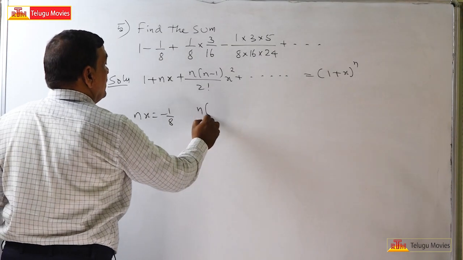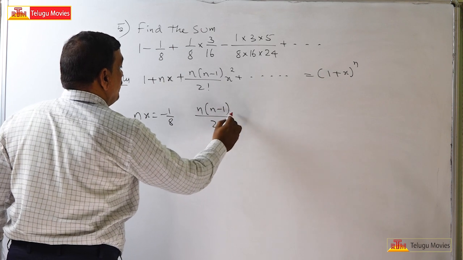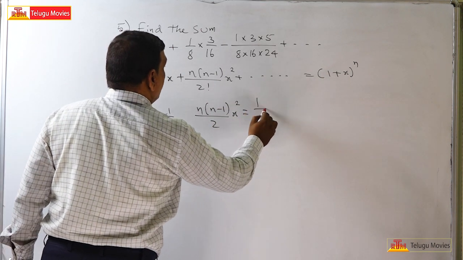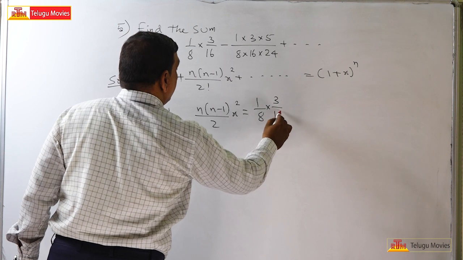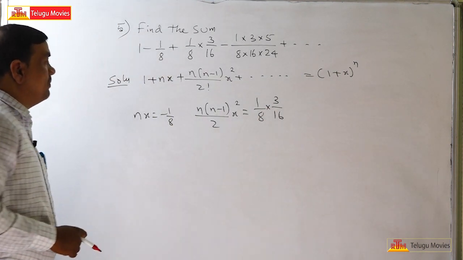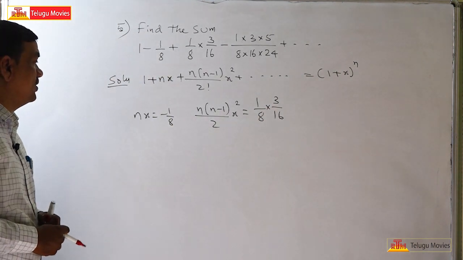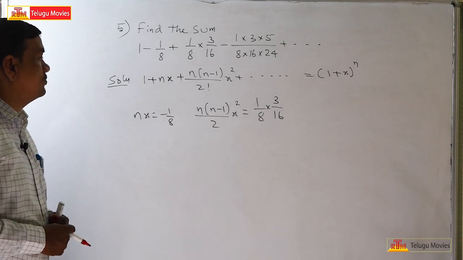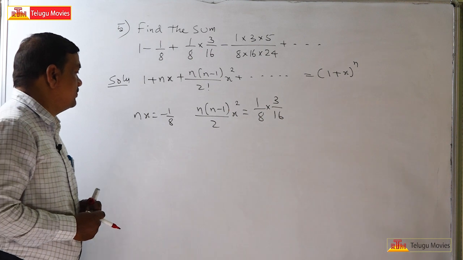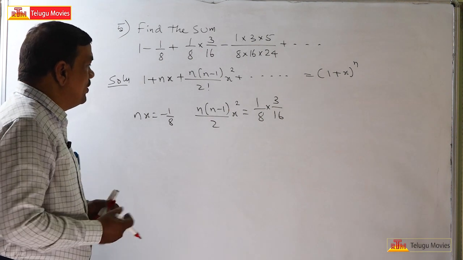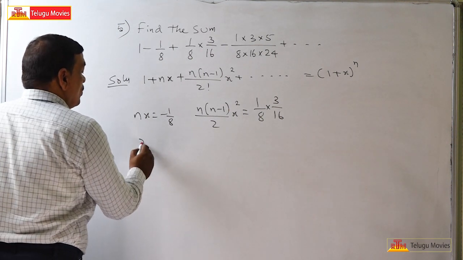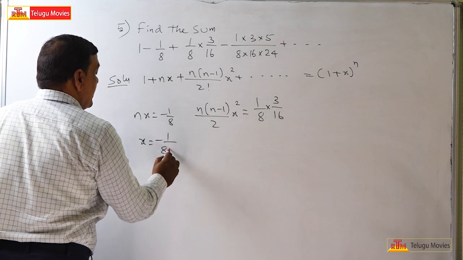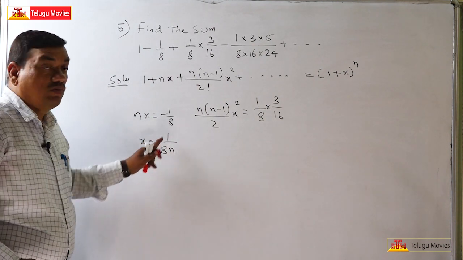So n(n minus 1)/2 factorial into x squared is equal to (1/8)(3/16). From this we have to find the n value and x value. Here x is equal to minus 1/(8n).